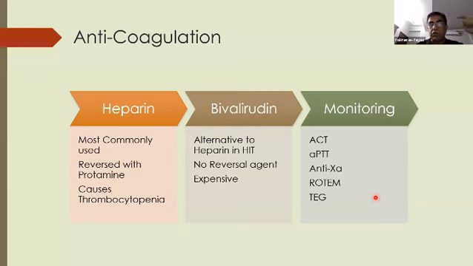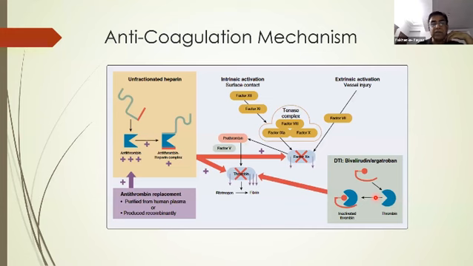So for monitoring purpose, we only do the ACT. A few words about the mechanism. We all know the mechanism of heparin. Heparin requires antithrombin 3 for its activation. If the antithrombin 3 is not available, the heparin will not work and the ACT will not rise, and there is a risk of coagulation or clots inside the circuit. So in that case, what we do is we transfuse FFPs first, and then we give the heparin.